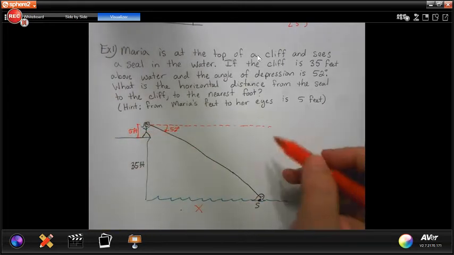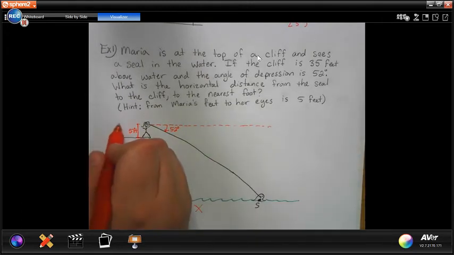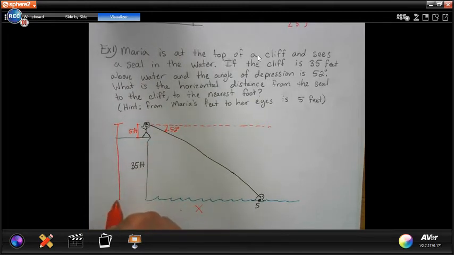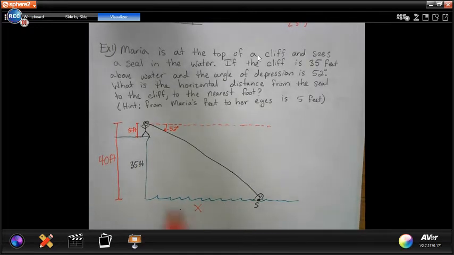So that means from the top all the way down, I'll do that over here. From here, from her eyes all the way to the water, we have 35 and 5. That makes 40 feet. We need to know x.